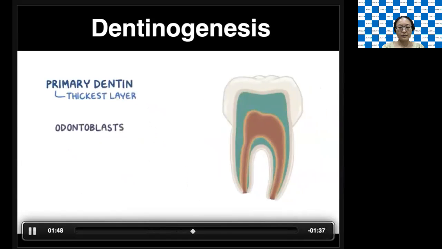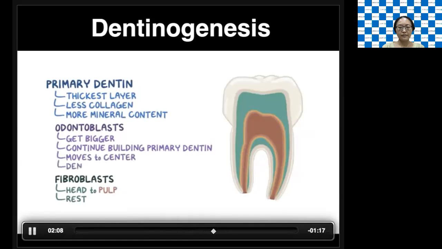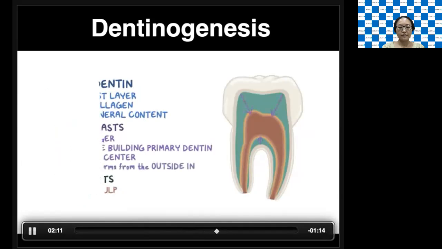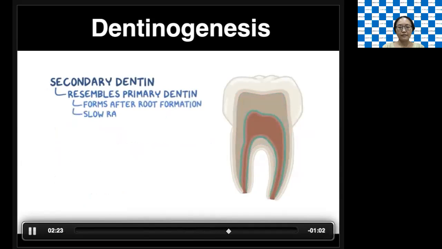Once odontoblasts have finished making the mantle dentin layer, they get bigger and continue building the primary dentin. Meanwhile, the fibroblasts head towards the pulp to catch a rest. So compared to mantle dentin, the primary dentin contains less collagen and more mineral content. Odontoblasts continue moving towards the center, so the primary dentin forms from the outside in. Next up is the thin layer of secondary dentin. Secondary dentin resembles the primary dentin in structure, but the main difference is that it's formed after root formation is complete and happens at a slow rate throughout our lifetime. Its purpose is to maintain the tooth strength for as long as possible.